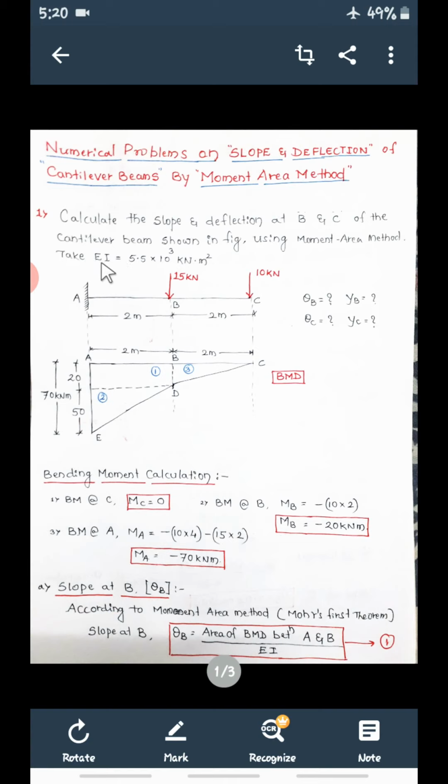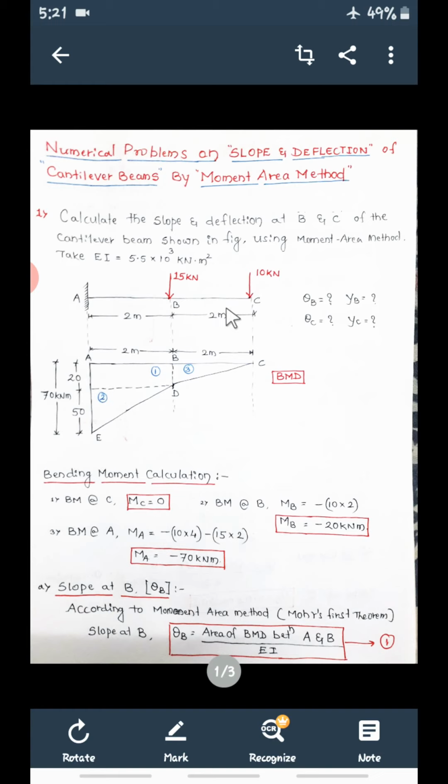Take EI. EI is called flexural rigidity. Take EI equal to 5.5 into 10 to the power of 3 kilonewton meter square. So this is the problem. The given problem is a cantilever beam ABC. It is fixed at A and free at C. There are 2 point loads, 10 kilonewton at C and 15 kilonewton at B, with 2 meter, 2 meter spans. So this is a cantilever beam.